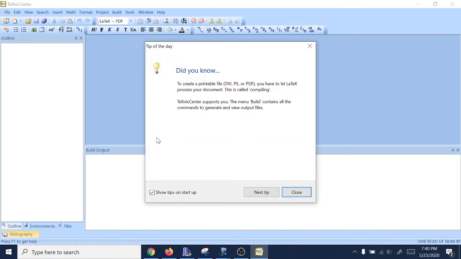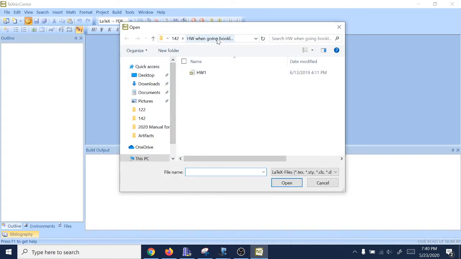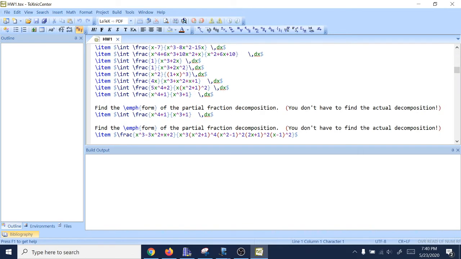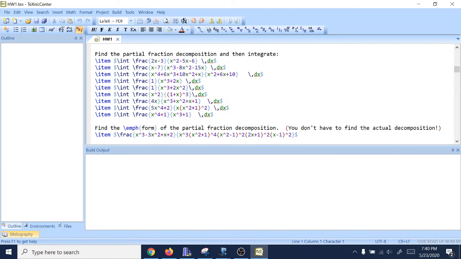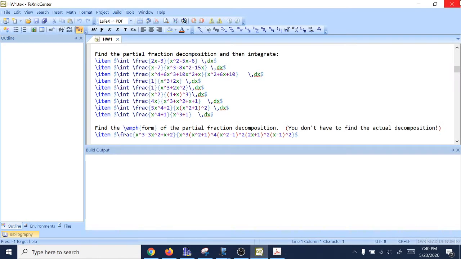This is TeXShop. This is where mathematicians write up their math. I don't need a tip. Let's open homework 1. This is how you type up math. This is the integral of a fraction. The top of the fraction is x minus 7. The bottom of the fraction is that. Put a little space, dx. Show me a PDF. And then I don't need you open anymore.